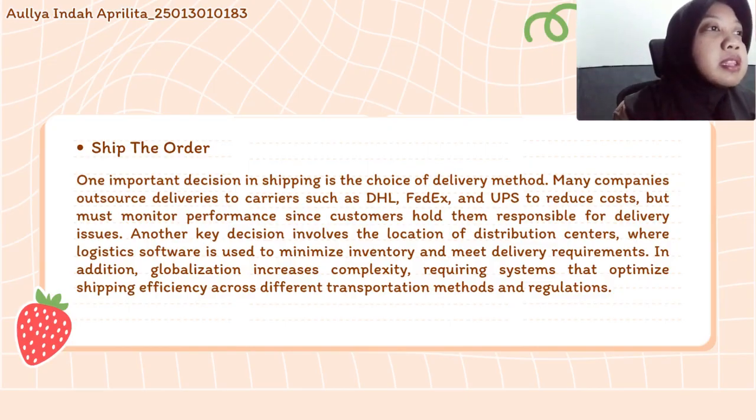However, even if the delivery is outsourced, customers will still blame the company if something goes wrong. That's why the company should be monitoring carrier performance, such as on-time delivery rates and damage claims, to ensure that the selected carrier provides reliable service. The second one is the location of distribution centers.